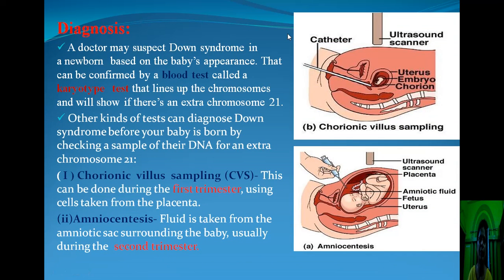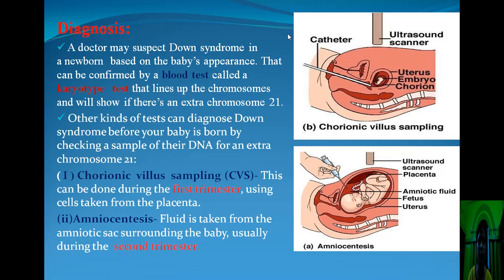Next come to the diagnosis. A doctor may suspect Down syndrome in a newborn based on the baby's appearance. That can be confirmed by a blood test, known as the karyotype test. That lines up the chromosomes and will show if there is an extra chromosome 21 or not. Other kinds of tests can diagnose Down syndrome before your baby is born by checking a sample of their DNA for an extra chromosome 21.